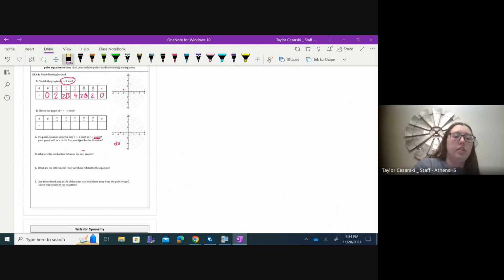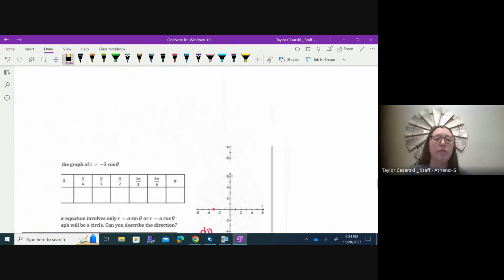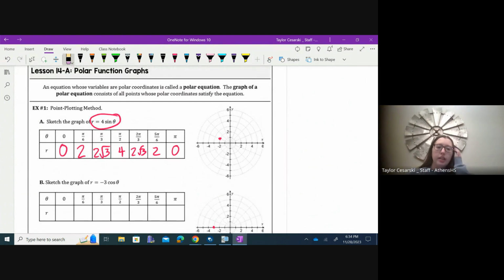All right, if I have something like 4 sine of theta, I would take a second, pause it, and try not to look at the answers on the screen. I could take each value of theta, plug it into that, and get the output. For example, for pi over 6, 4 times sine of pi over 6: sine of pi over 6 is 1/2, and 1/2 times 4 is 2.